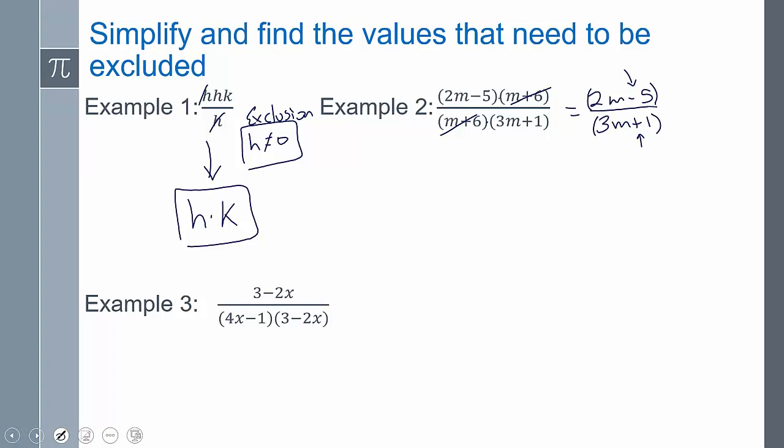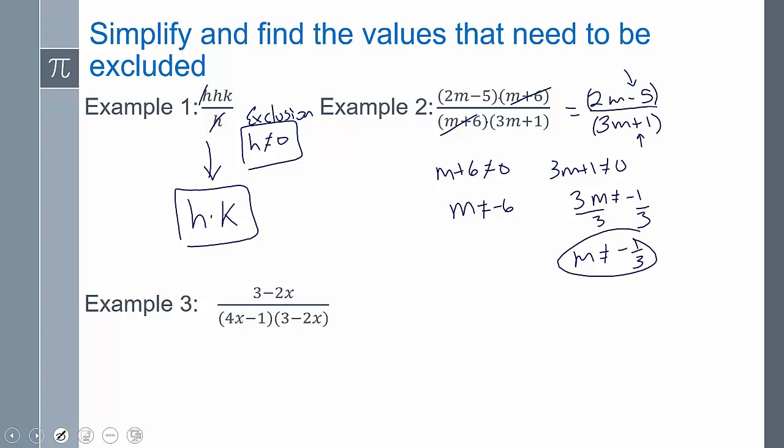And now my exclusions. So you set each denominator equal to 0. It can't be those values, so you subtract 6. And then you subtract 1, divided by 3. Now you might be thinking to yourself, wait a minute, isn't this very similar to finding the domain? Yes, the answer is yes. And if you're seeing that, wonderful.